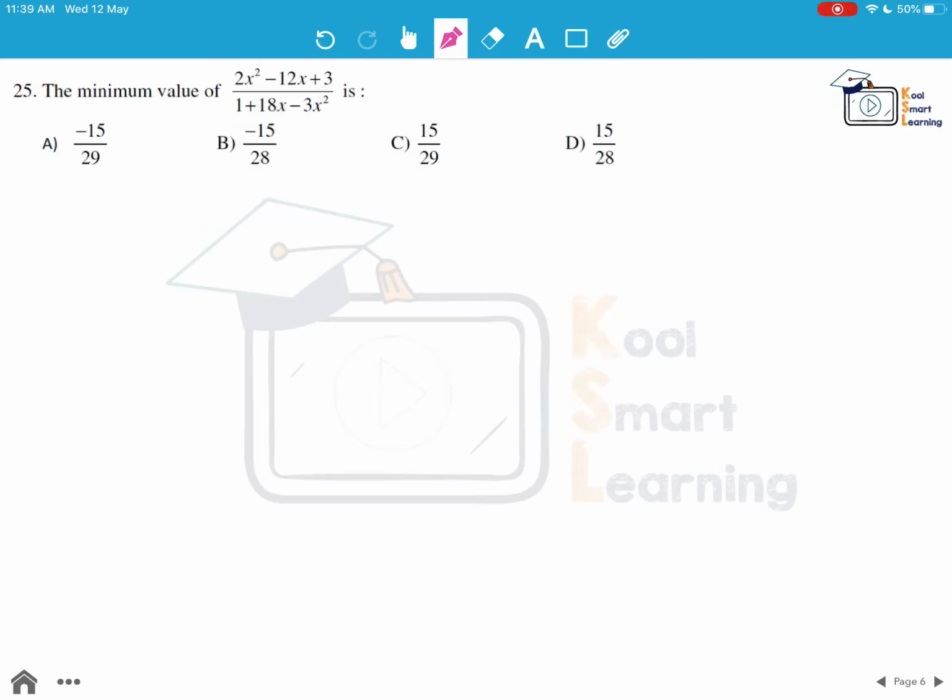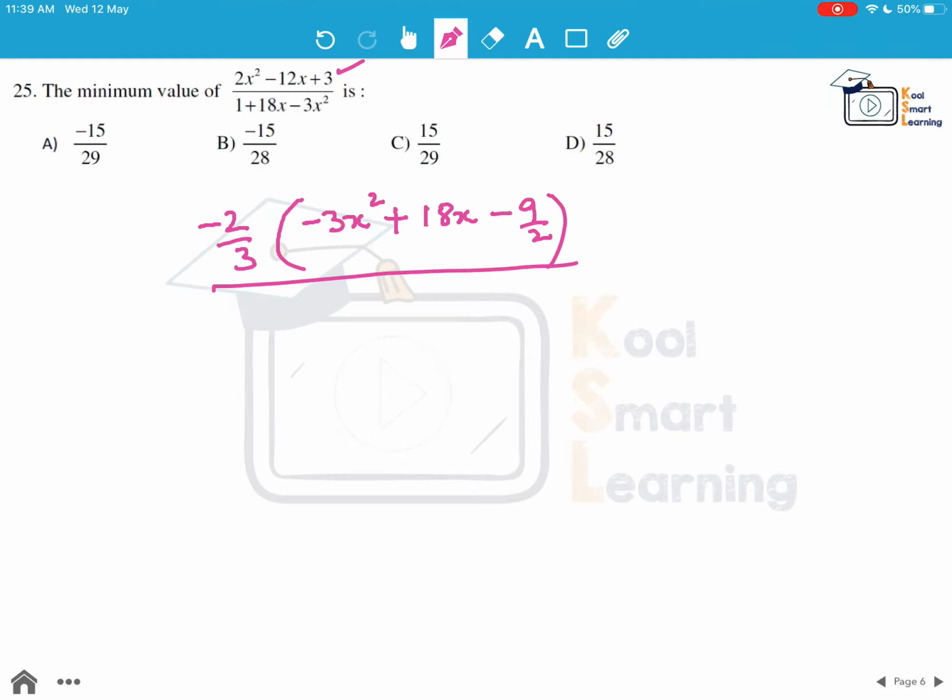So now we can write the numerator as minus 2 by 3. So we have multiplied and divided with minus 2 by 3, in fact. So this becomes minus 3x square plus 18x minus 9 by 2. So this we can simply multiply and see that we get what is there in the numerator, and this is divided by minus 3x square plus 18x plus 1. This is the same as the denominator, we've just written it in this way.